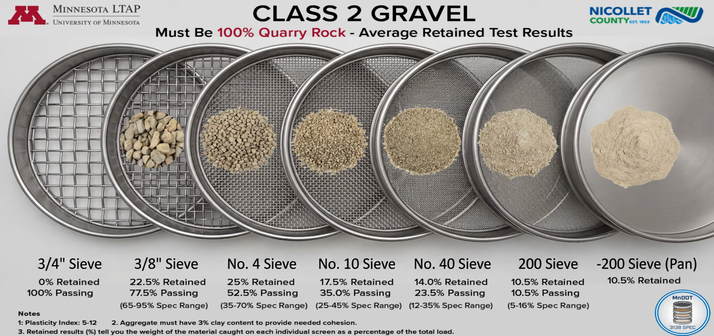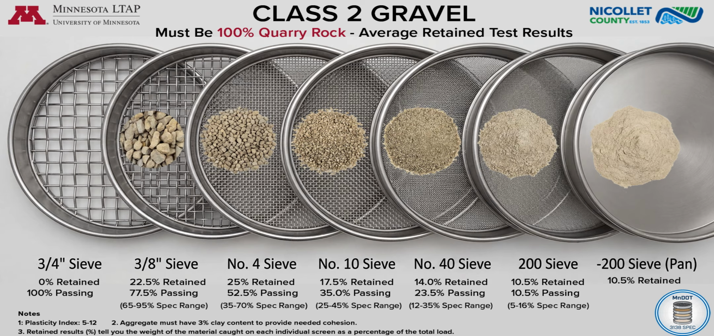Number 10 to number 40 sieve. This is your fine rock and fine sand. It fills the voids between the larger rocks so they don't shift. 3. The binder, minus 200 sieve/pan. The final column shows the material passing through the 200 sieve, often called fines or dust.